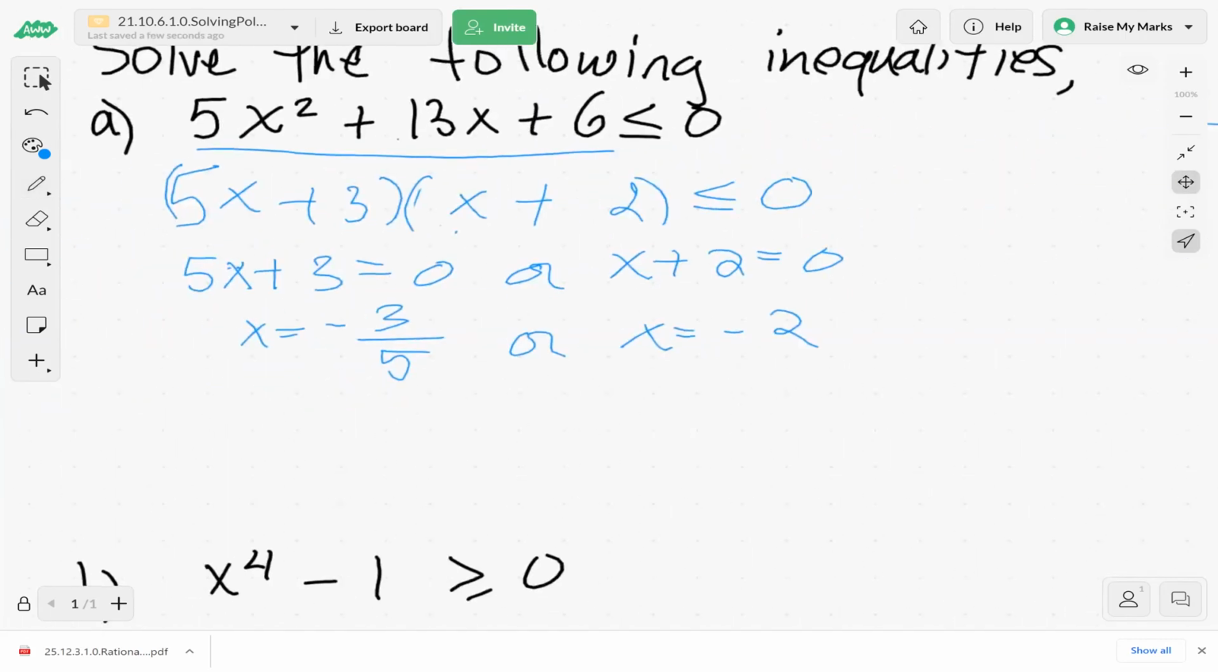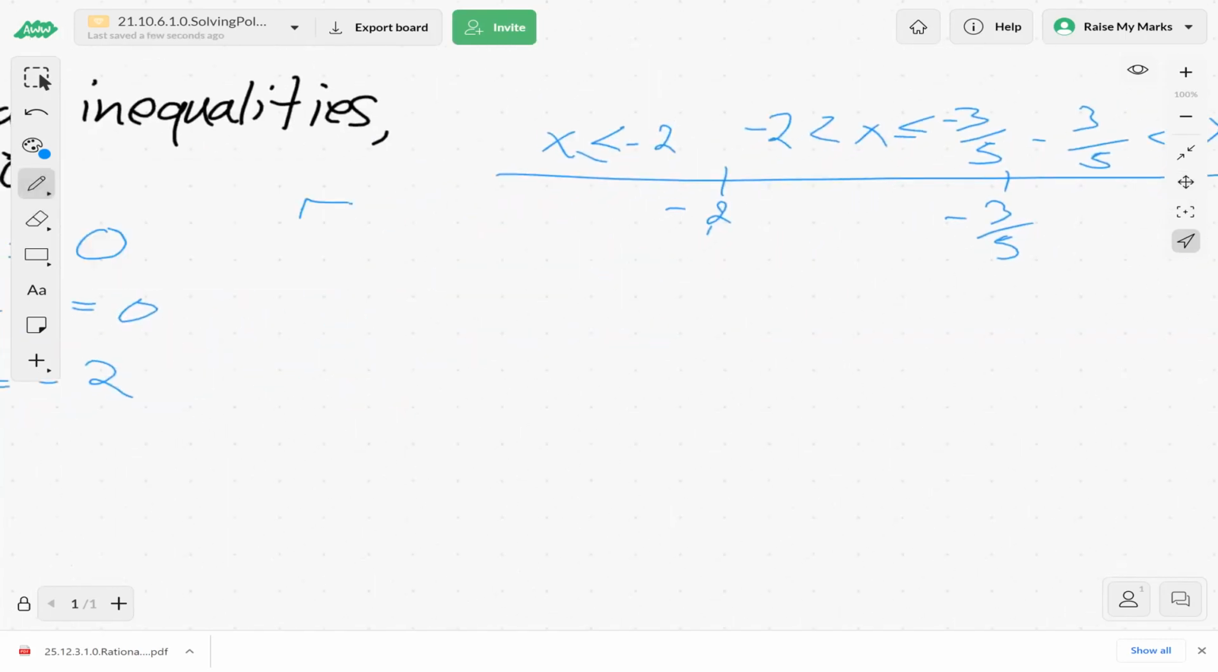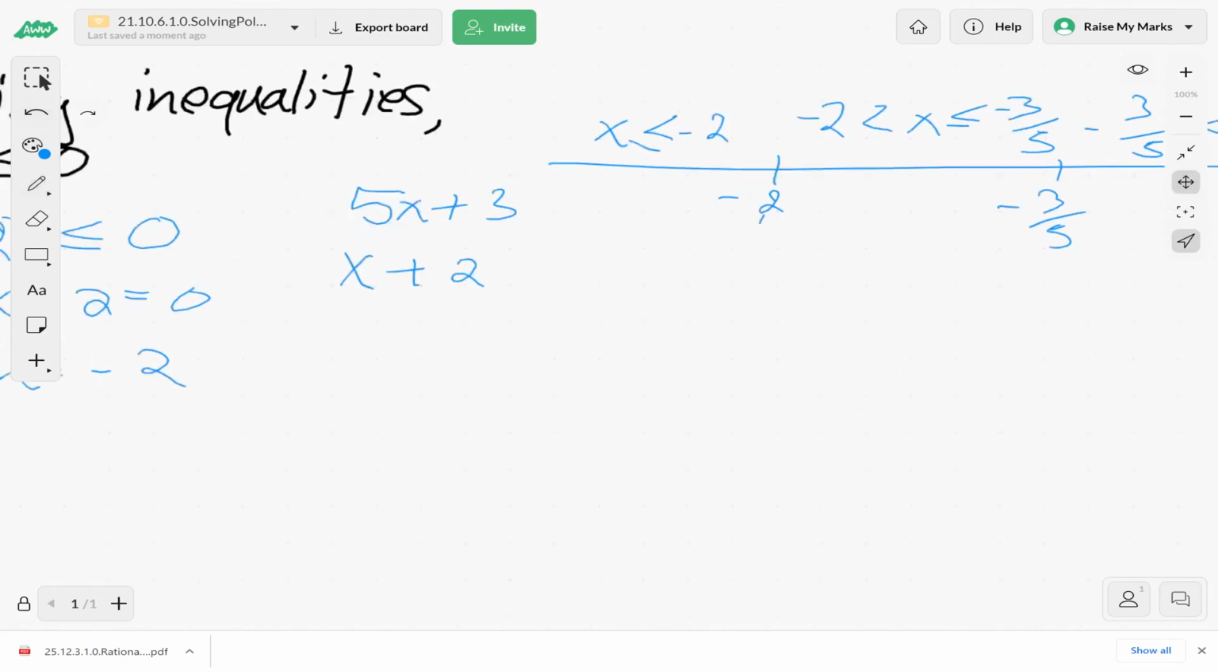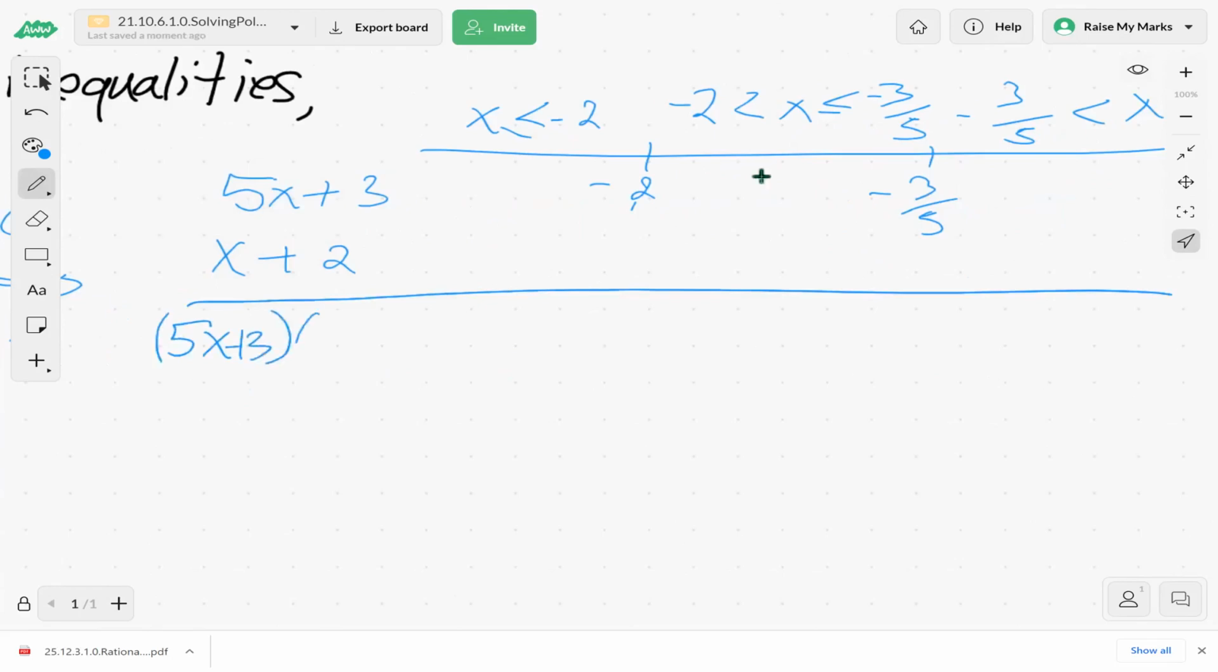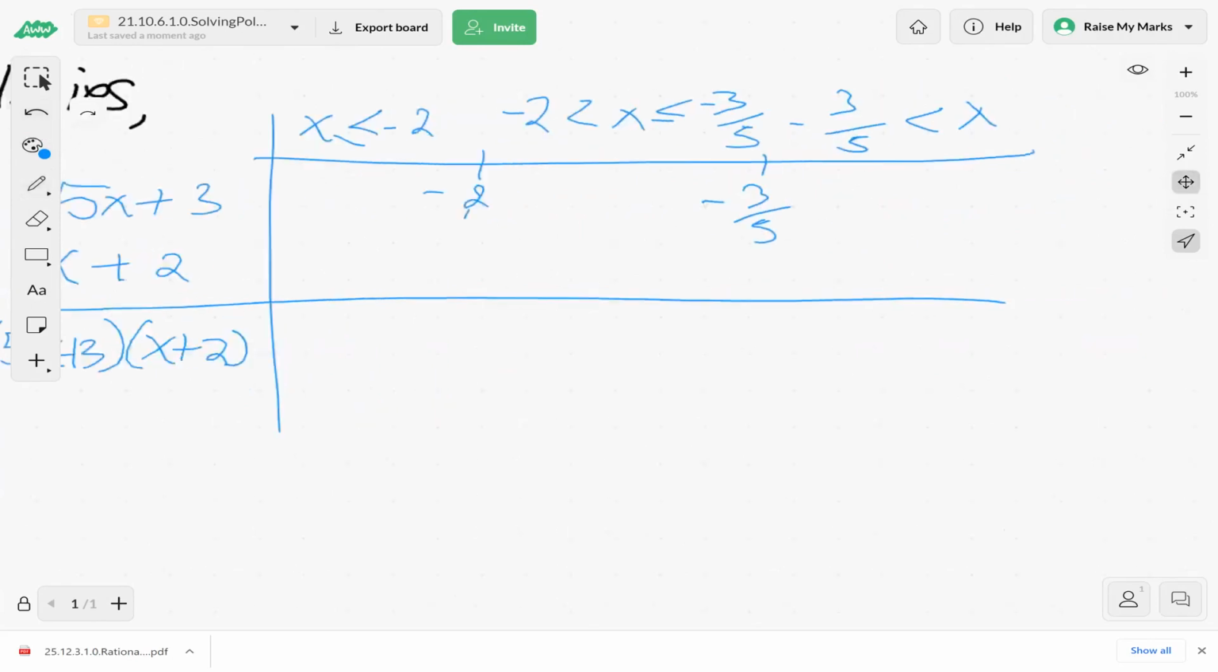Our factors are 5x plus 3 and x plus 2. Let's check. Yes, x plus 2. And then, of course, we have our function, or the product of the two: 5x plus 3 times x plus 2. Good. So now let's look and see what happens to each of these factors on these intervals.